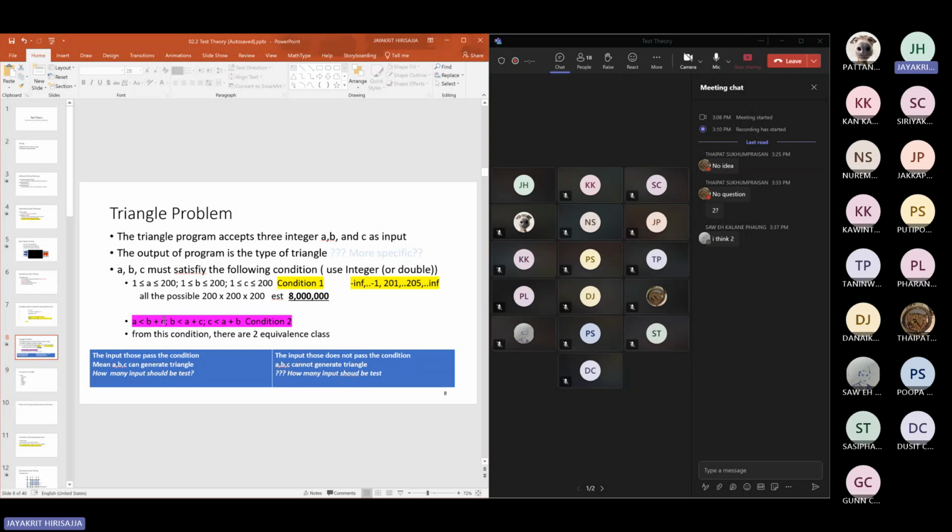A must be less than B plus C, and B must be less than A plus C, and C must be less than A plus B. This is the second condition. From these two conditions, there are two equivalent classes: the input that passes the condition, which means ABC can generate a triangle, and the input that does not pass the condition, which means ABC cannot generate a triangle. So the question is, how many inputs should be tested for each of these two?